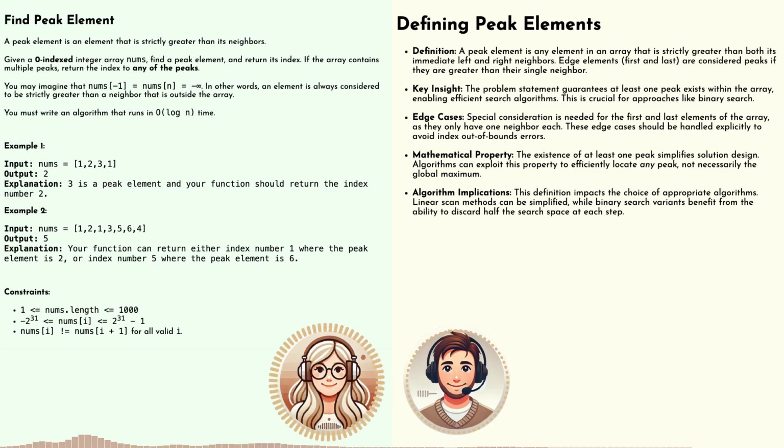Good point. And to clarify, in most variations of this problem, we only need to find one peak. Not necessarily all of them. So even if we had multiple peaks in an array, our goal would just be to find one of those peaks. Exactly. Our goal is just to return the index of any single peak.